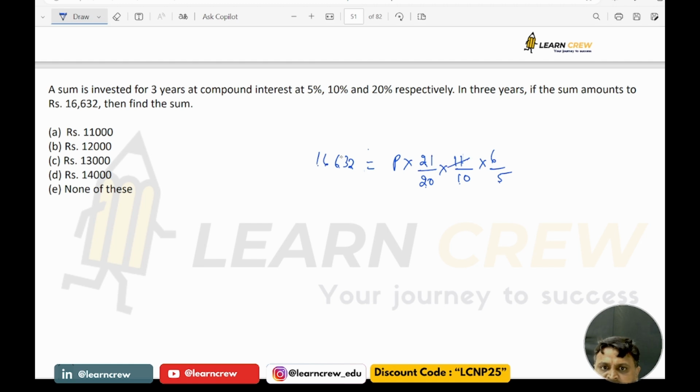So this is cancellation with 11. 11 15s are 165, then 11 12s are, then 21 6 are 126, 126 12s are, so 12 into 1000, so principal is 12,000, so answer is 12,000.